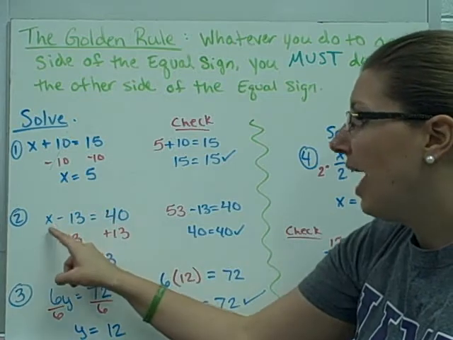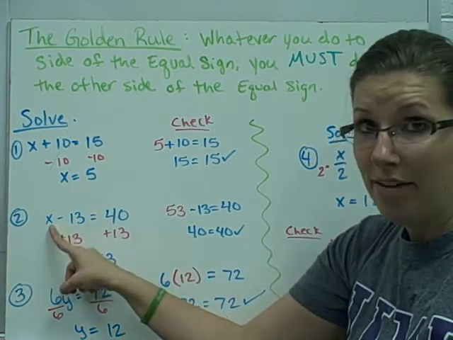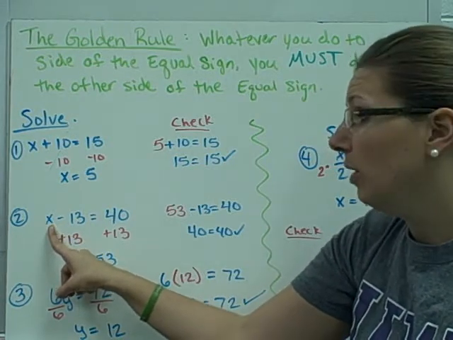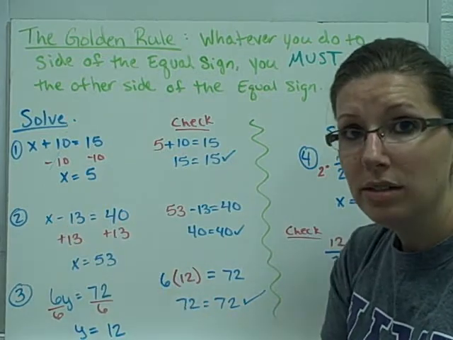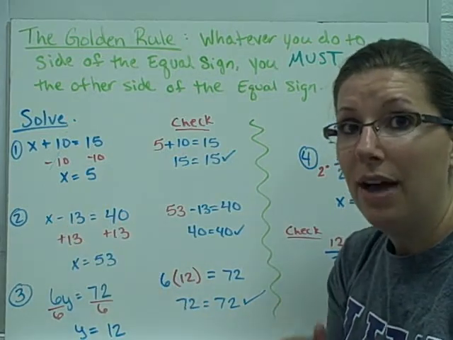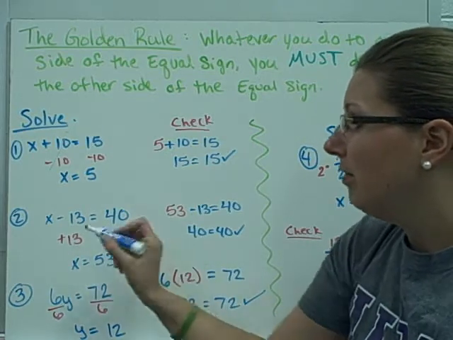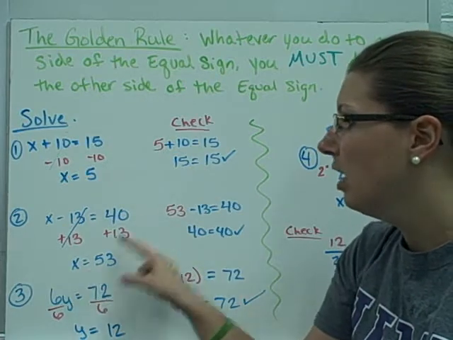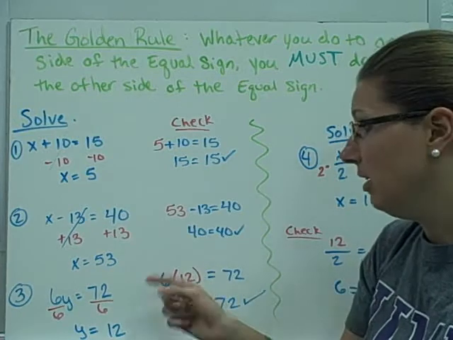Number 2, x take away 13 equals 40. So I have my x here. That's what I want to know, that value. I want to know what that value stands for. And in the problem, they're subtracting 13 from x, so I do the opposite of that. I add 13 to both sides. Negative 13 plus 13 is 0, so I'm left with x. 40 plus 13 is 53. So 53 is my answer.